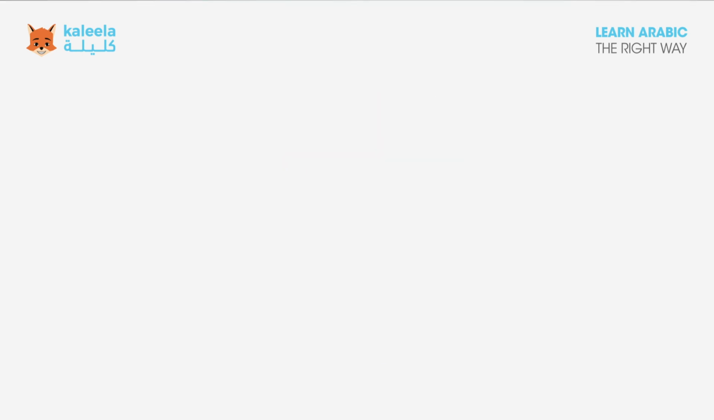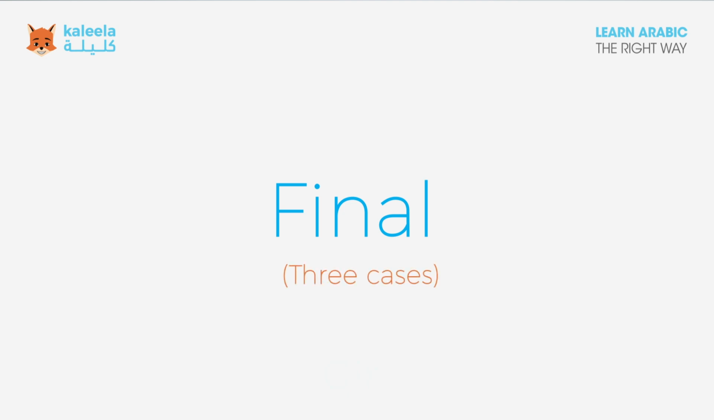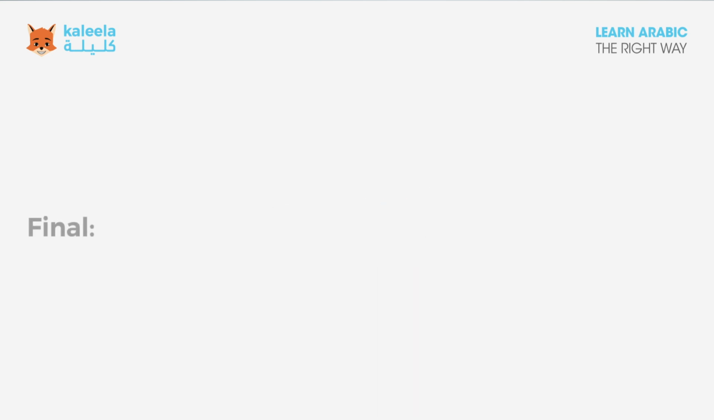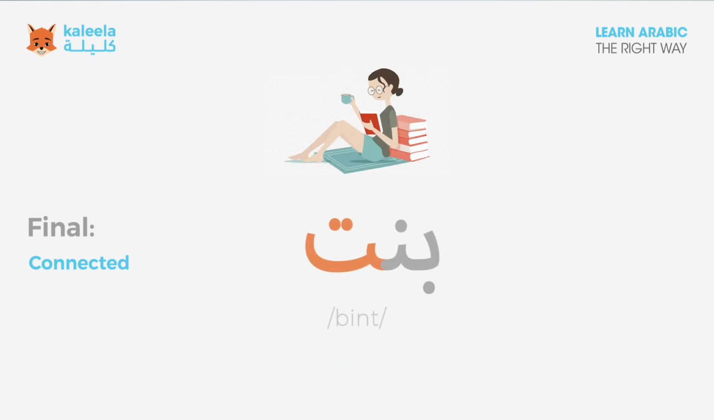And the last shape of the letter Ta is final, when it comes at the end of a word. Here we have three cases. The first case, at the end while being connected to the previous letters in the word, as in bint, which means girl. The Ta here also looks like a smiley face.